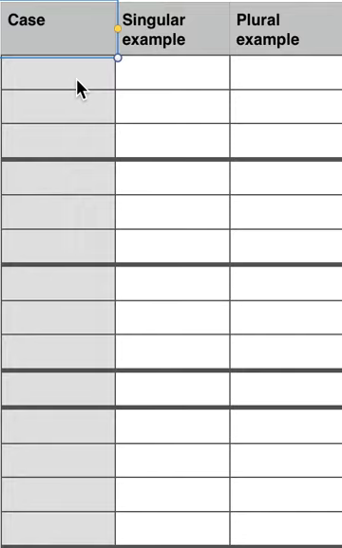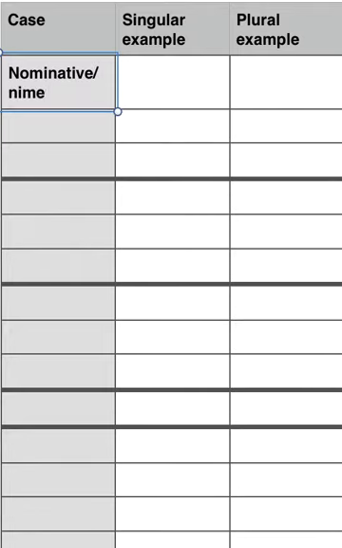The first case that we're going to look at is the base case for all of the other cases coming. It is nominative, or in Estonian, nimetav.